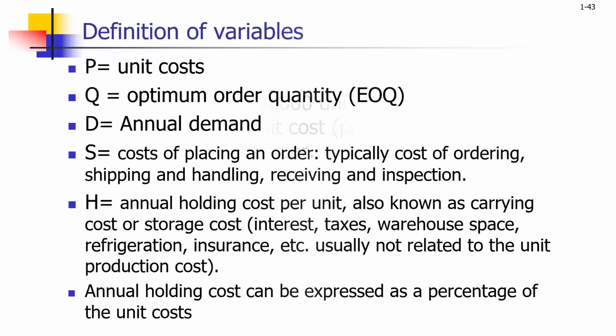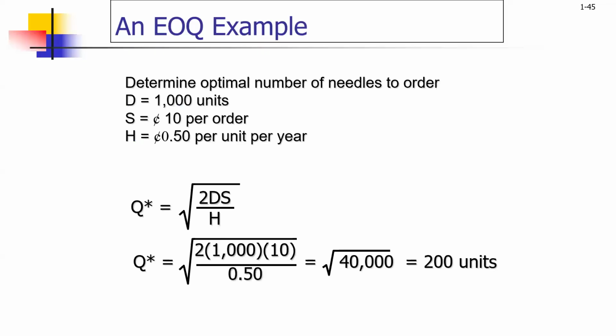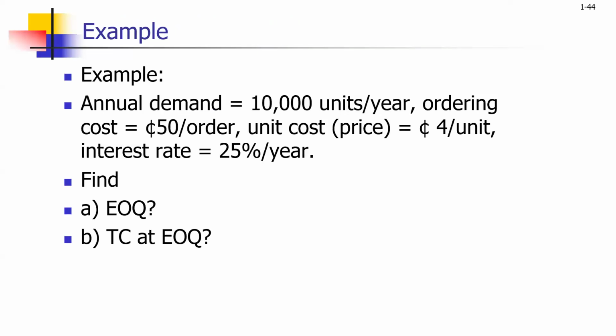Okay, let's look at this example together. So your demand, is it 1,000 units? Yes, no, 10,000 units per year. All right.